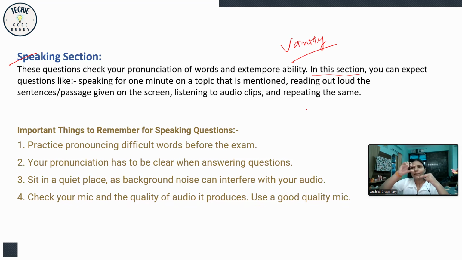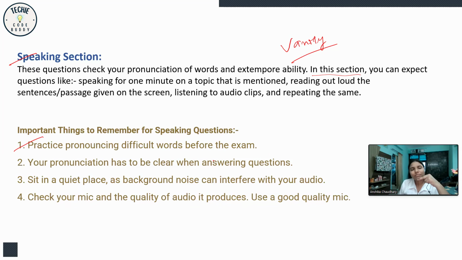Or else there will be a paragraph or passage you need to read out, so that they can understand your reading skills as well as your speaking skills, your pronunciation, etc. Or maybe you need to listen to some audio clips and then repeat the same, right? So again, an important point to remember is to practice pronouncing difficult words before the exam, right?